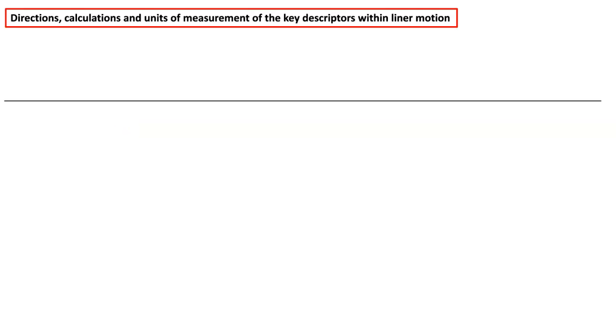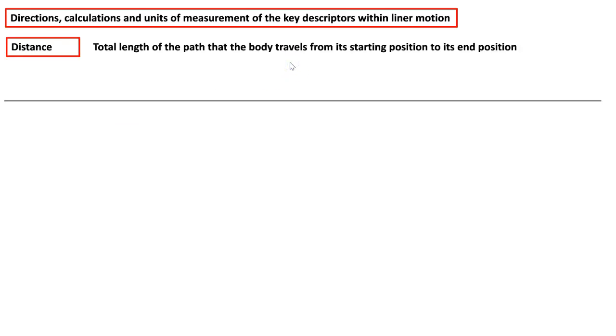So we need to be aware of descriptions of linear motion. We need to be aware of distance, displacement, speed, velocity, acceleration, and deceleration. First of all, we're going to go through distance and what it is measured in. Distance is the total length of the path that the body travels from its starting position to its end position. It is measured in meters. So total length of the path covered from start to finish, ultimately.